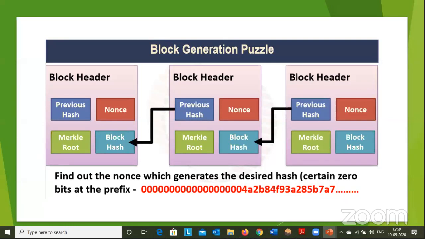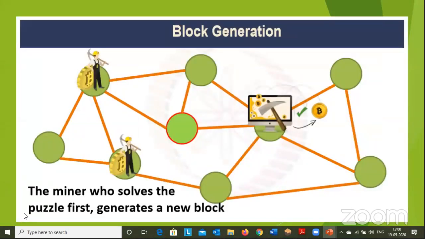Now the miner, in order to find the solution, has to spend so much hardware or computing resources to guess this value. At what nonce value the difficulty target will be solved is unknown. So that is done by the miners using computing resources. Now you can see block generation. There may be a number of miners in the blockchain network. The miner who solves the puzzle first will add the block into the blockchain.